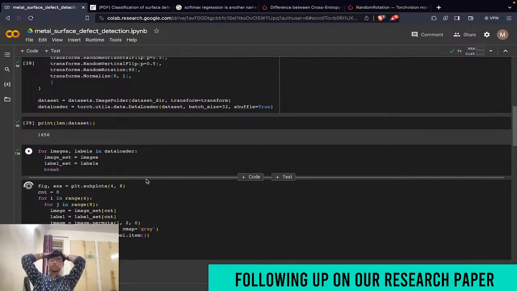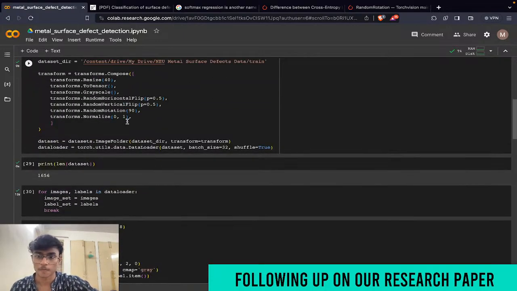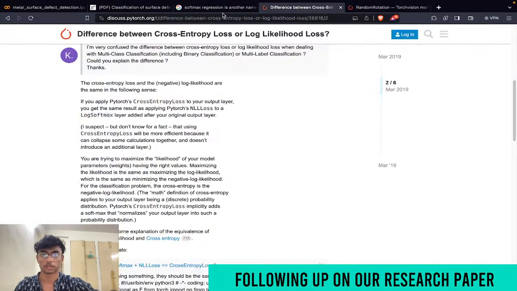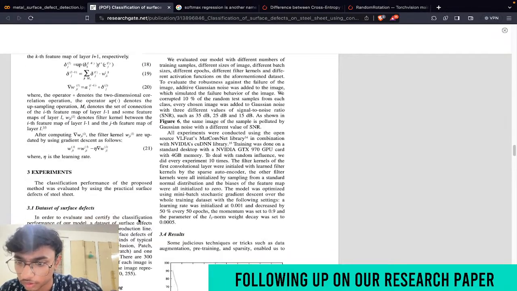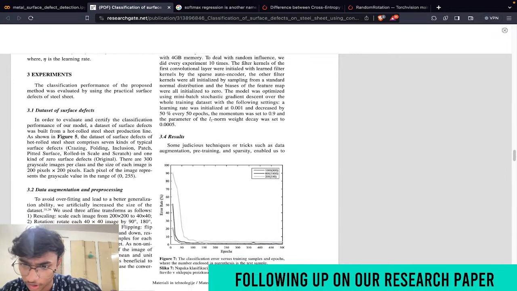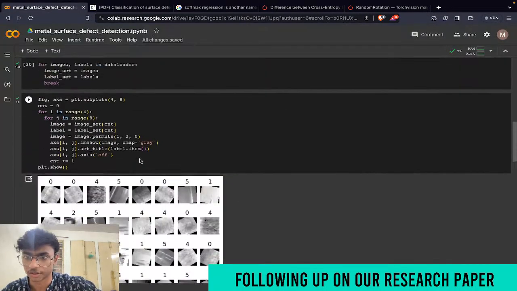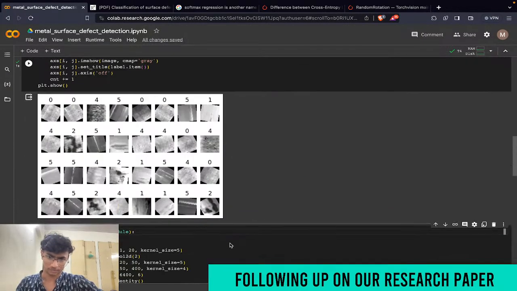Can it be the normalization? I don't think so. How have they normalized though? Once again, we have zero mean and unit variance in the whole data set. So we are also using zero mean and unit variance. That's what we did. Yeah, it's fine.